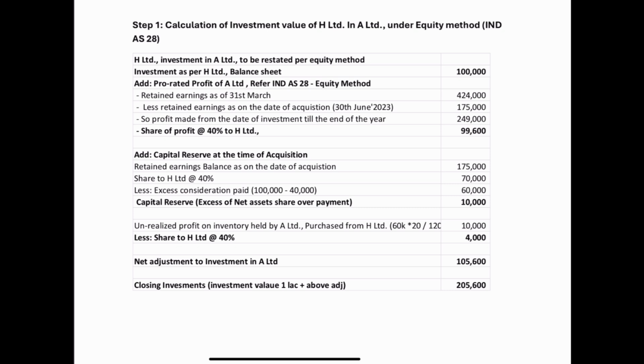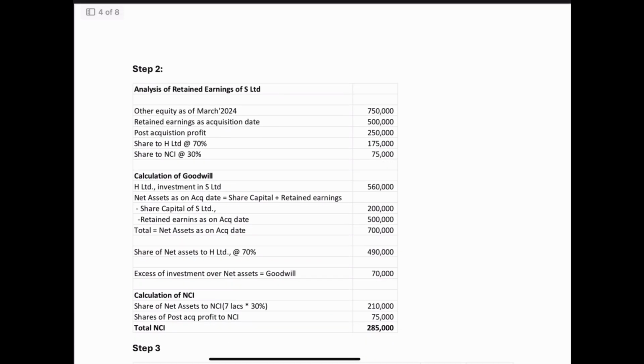So the total adjustment to investment would be this 99,600 to be added, 10,000 to be added, and 4,000 to be subtracted. So that comes to 1,05,600. So the initial investment is 1 lakh, but the revised investment in the consolidated financial statement we need to show is 2,05,600. Okay, so this is important. Then let me go to second step.